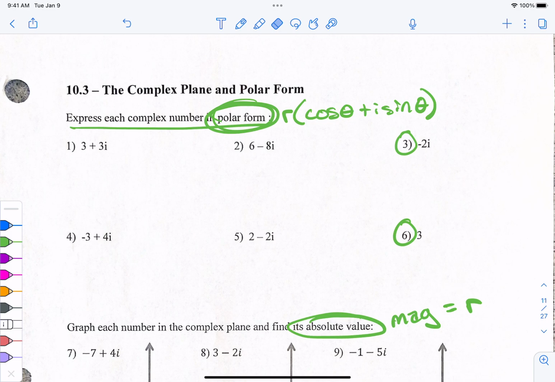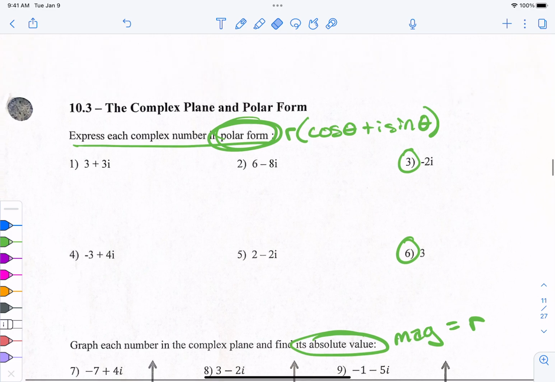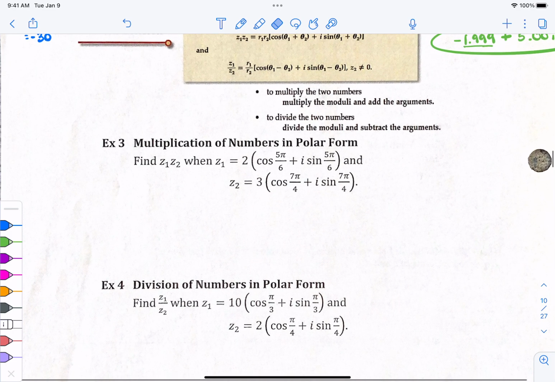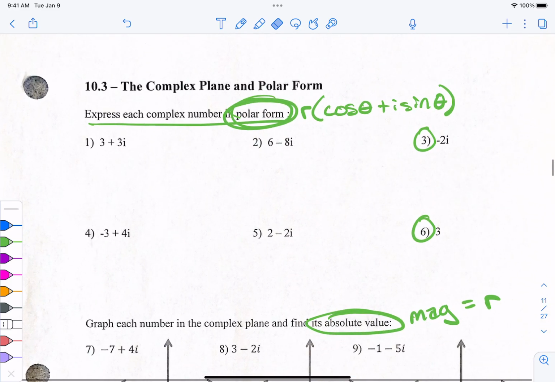I'm going to go through one example on your homework assignment, 10-3, and then we've got two more examples to do on the notes, example 3 and example 4, and then we're done. So 10-3, polar form is what it wants, okay?